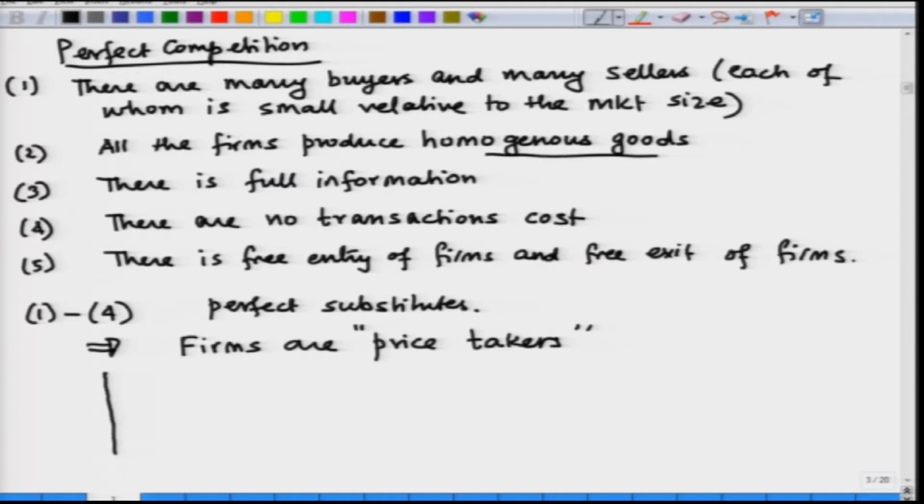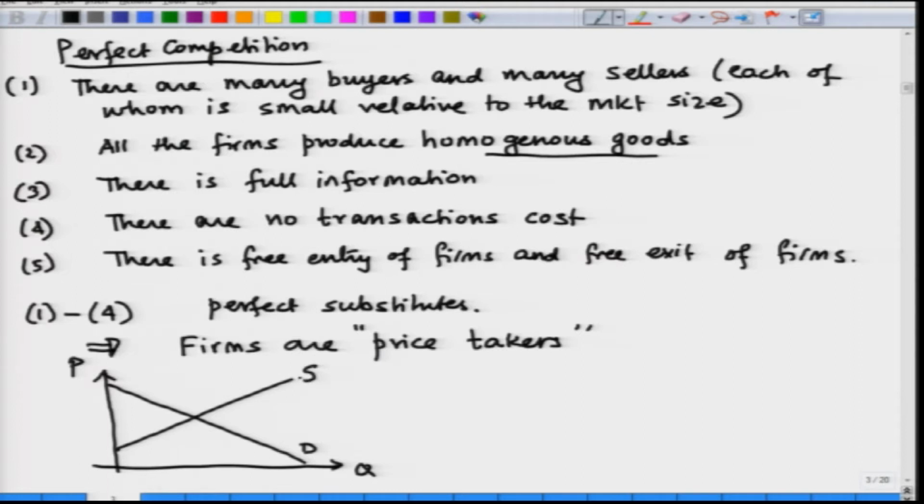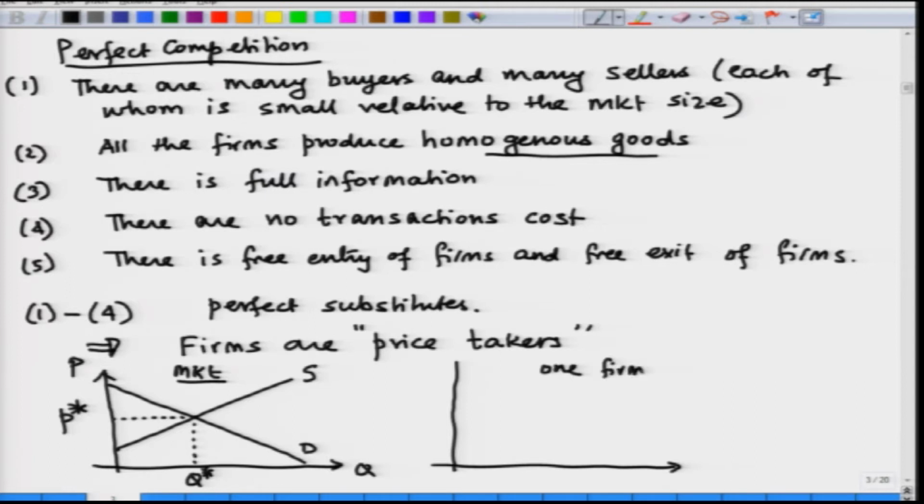So, you have the market demand and supply structure. If this is the demand curve, so I have price and quantity, if this is the market demand curve and if this is the market supply curve, the demand curve and the supply curve together tell us that the equilibrium price is P star and the equilibrium quantity traded is Q star. So, this is at the market level. The demand curve and the supply curve are telling us that the equilibrium price is P star. This price is going to be taken as given by each firm in this perfectly competitive market.